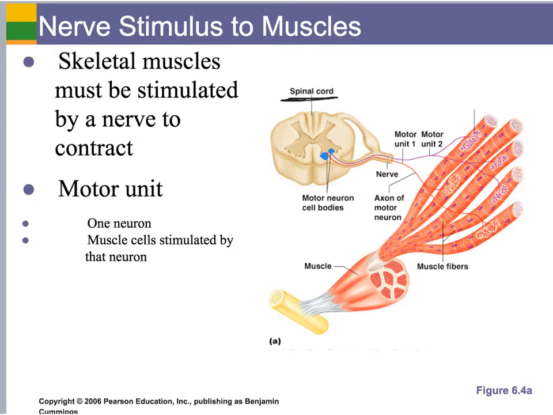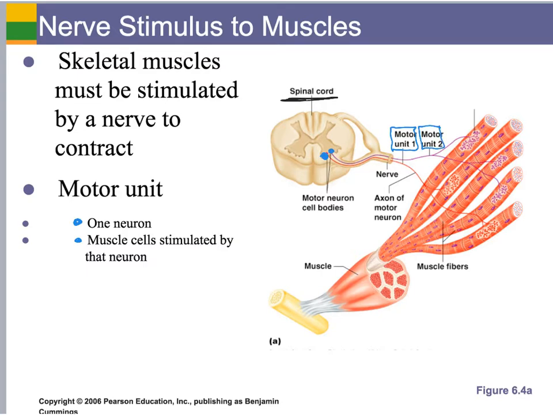For each set of muscle fibers that are innervated, we have something called a motor unit. You'll need to know this definition: a motor unit is one neuron and all of the muscle fibers that are stimulated by that neuron. For example, here they're showing you two motor units, motor unit 1 and motor unit 2.